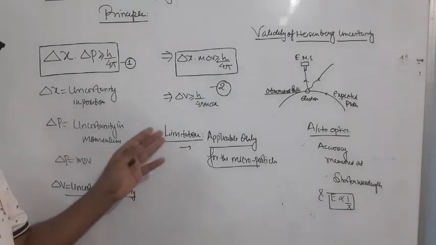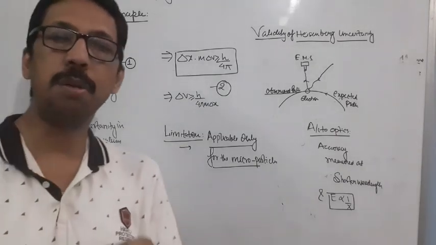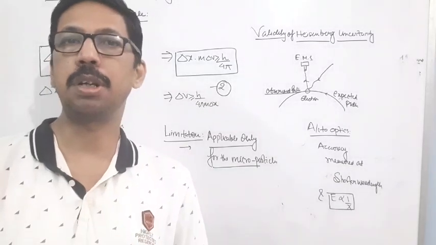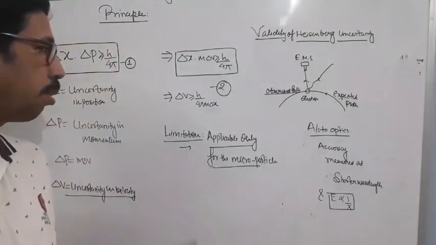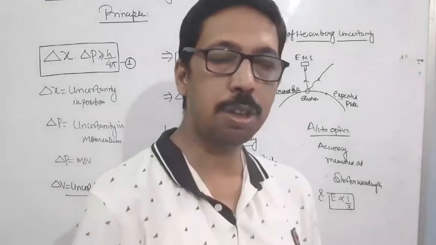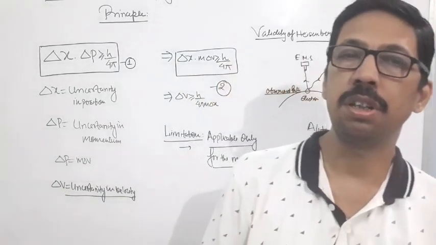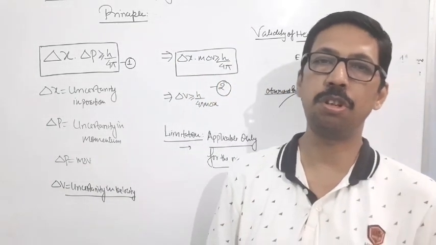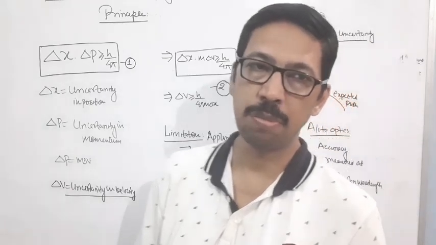Now, limitation. This theory is only applicable for the micro particle, not for the macro particle. And now we will explain why there is uncertainty in position and momentum.